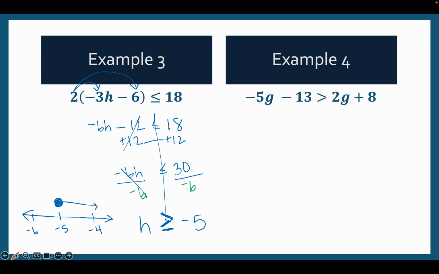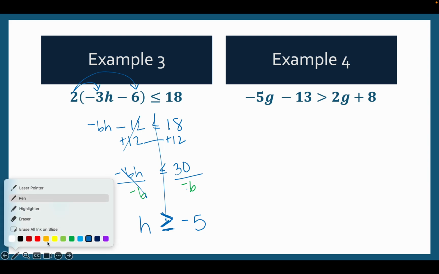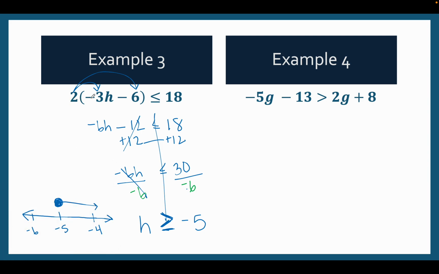One little hint is you can get a head start. If you look at the original problem at the coefficient of the variable, the number in front of the variable, if that number is negative, then you are going to need to flip this sign, because that's the number that you multiply or divide by at the end.